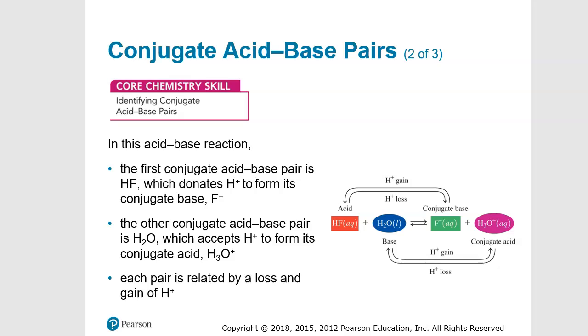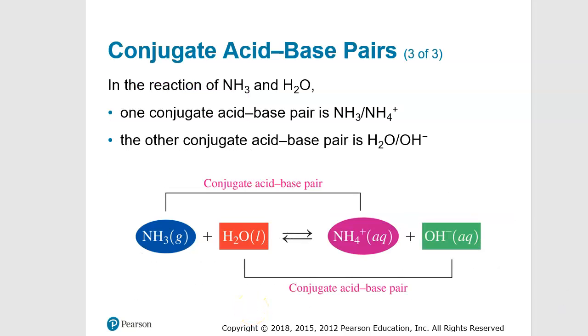There's always going to be two conjugate acid-base pairs in a Bronsted-Lowry acid-base reaction. And you see each pair is related by a loss or gain of a hydrogen ion. And we'll see something here. If you have ammonia and water, one conjugate acid-base pair is NH3 and NH4 plus. The other one is H2O, which is the acid, and the acid-base pair is water and hydroxide ion.